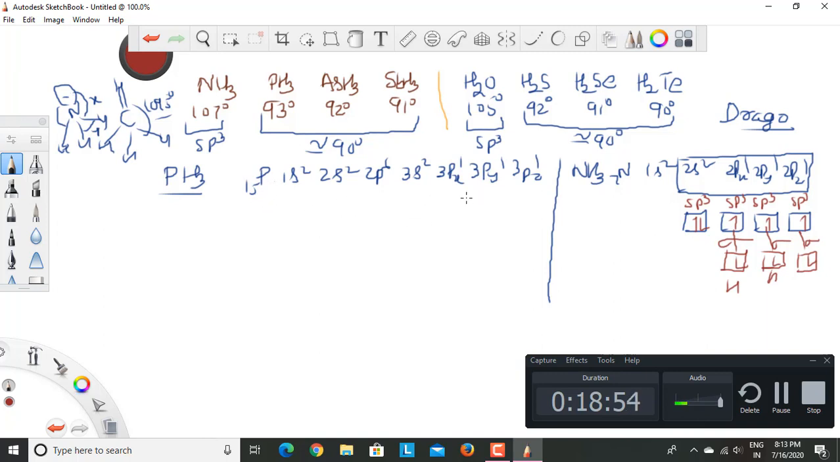Suppose you assume that there is no hybridization, then you will have 3s2 like this, and 3px1, 3py1, and 3pz1. So if there is no hybridization, there will be no hybrid orbitals formed. So pure px, pure py, pure pz will remain. Then how do they look?